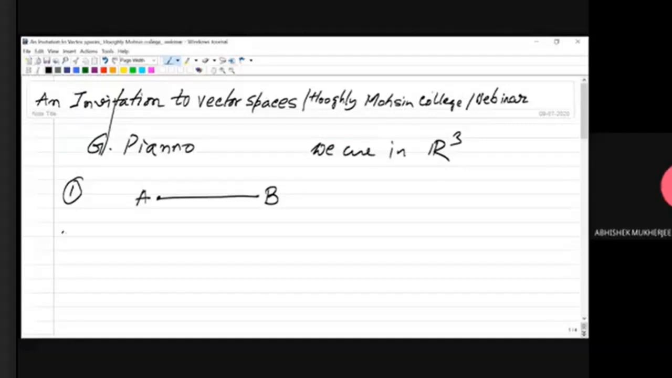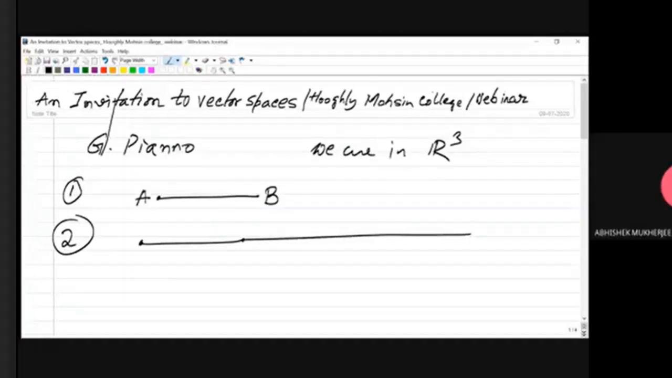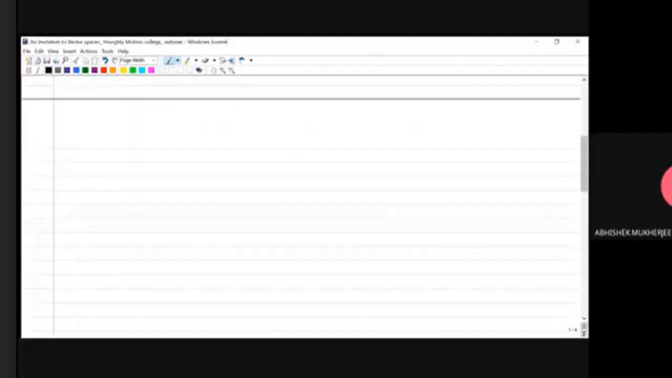So the second one will be that any straight line segment can be extended indefinitely in a straight line, right? So that is, if you have any segment, then you can extend it indefinitely.